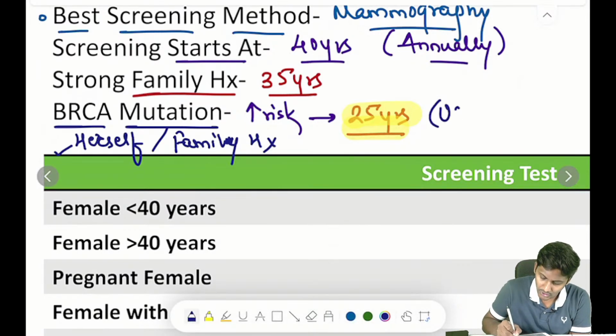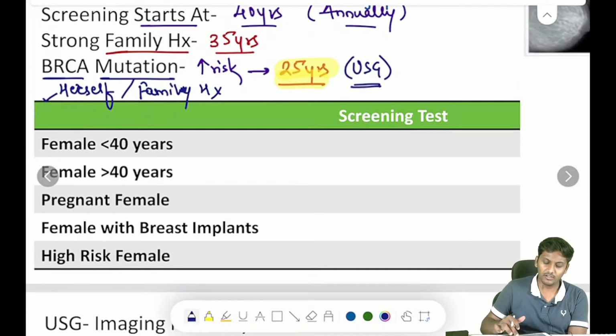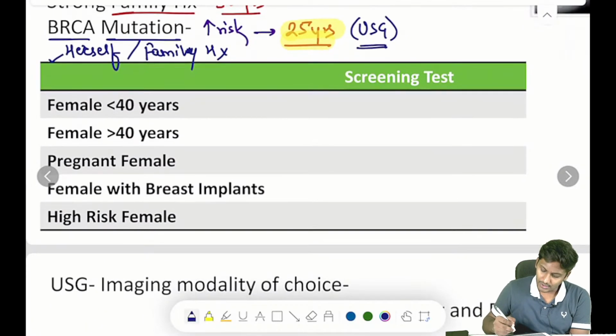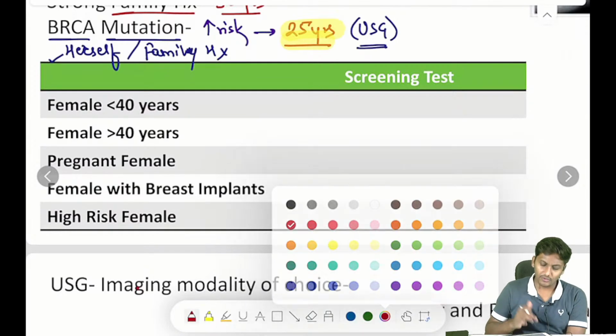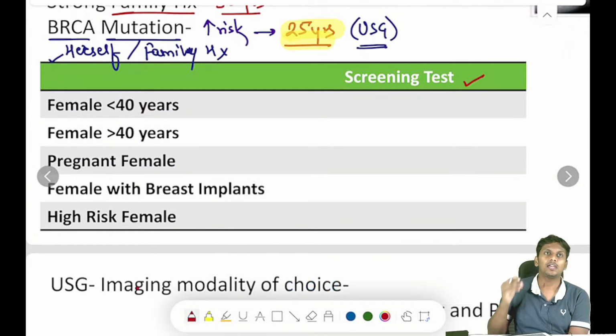Therefore, in a young patient, the screening method of choice should be ultrasound. Okay, in a young patient, the screening for breast cancer should be done with the help of an ultrasound or ultrasonography. Okay, USG. Important, if they ask you the screening test of choice. If they are going to ask you the screening test of choice for breast cancer patients in various conditions, you have to be aware of that.